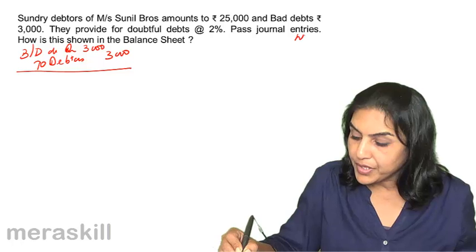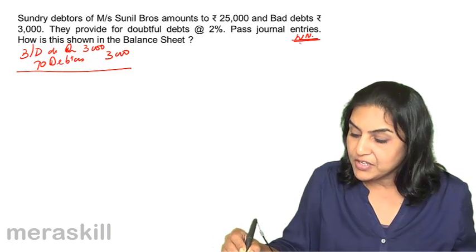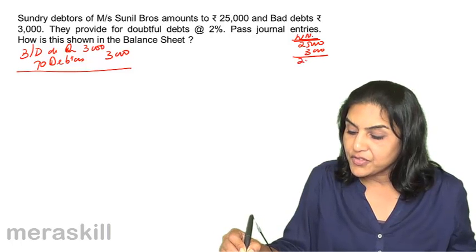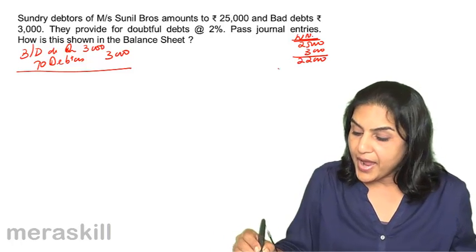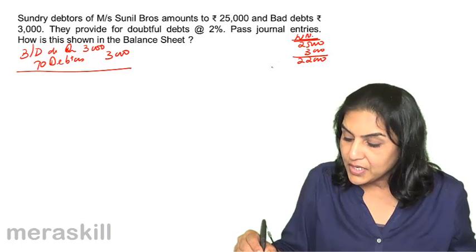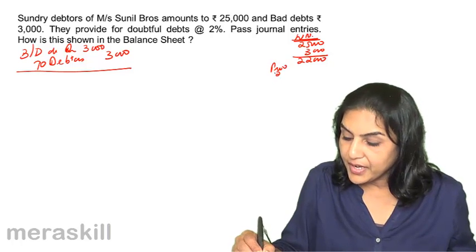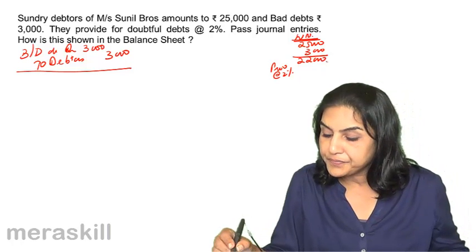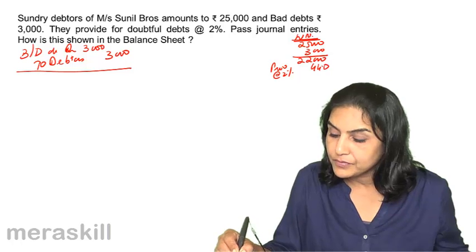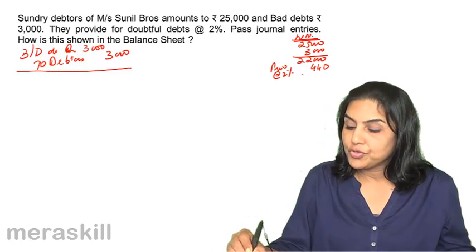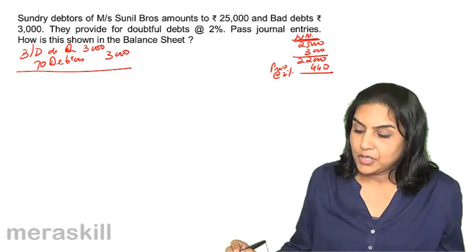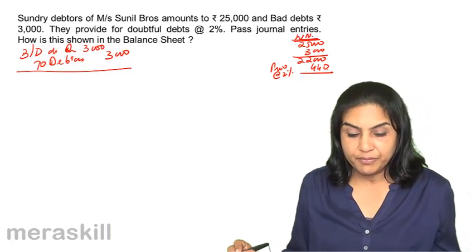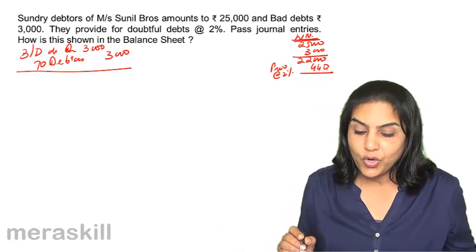25,000. If we keep a working note here, 25,000 minus 3,000 written off gives us 22,000, and at the rate of 2%, the provision should be 440. This should be the provision. They don't seem to have any old provision.